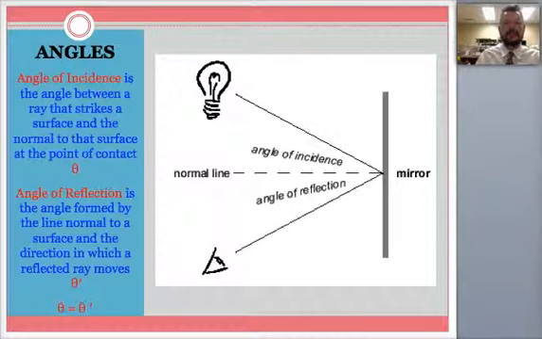Angle of incidence is the angle between the ray that strikes the surface and the normal to the surface at the point of contact. It's represented by theta. Angle of reflection is the angle formed by the line normal to the surface and the direction in which the reflected ray moves, and it's theta prime. Those two need to be equal, and you'll notice that the normal line is at a 90-degree angle to the mirror.